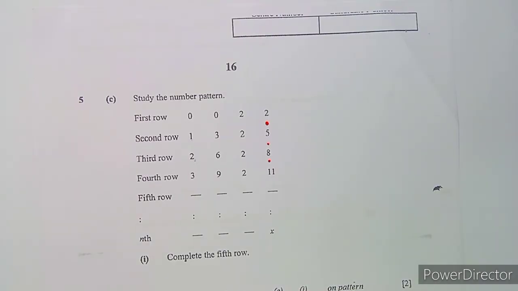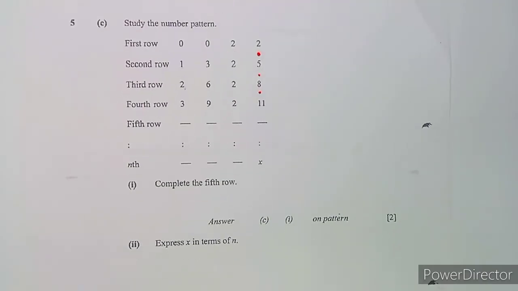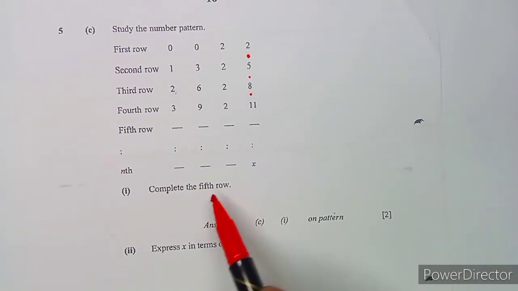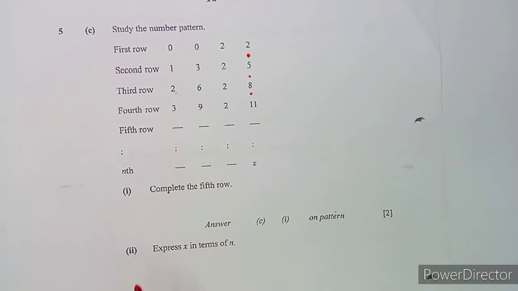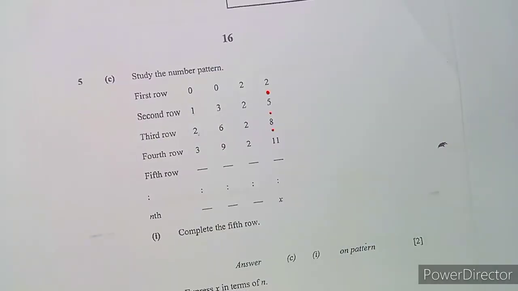So how are we going to simplify this? The first question is to complete the 5th row. This is the 5th row. So here it is just taken as it is, guys. If you cross check, I can even write here, so it's fine.